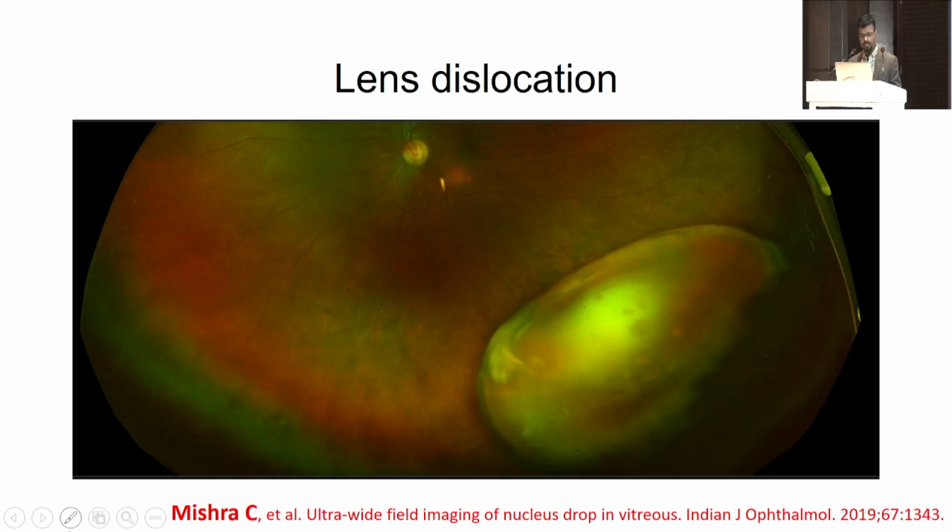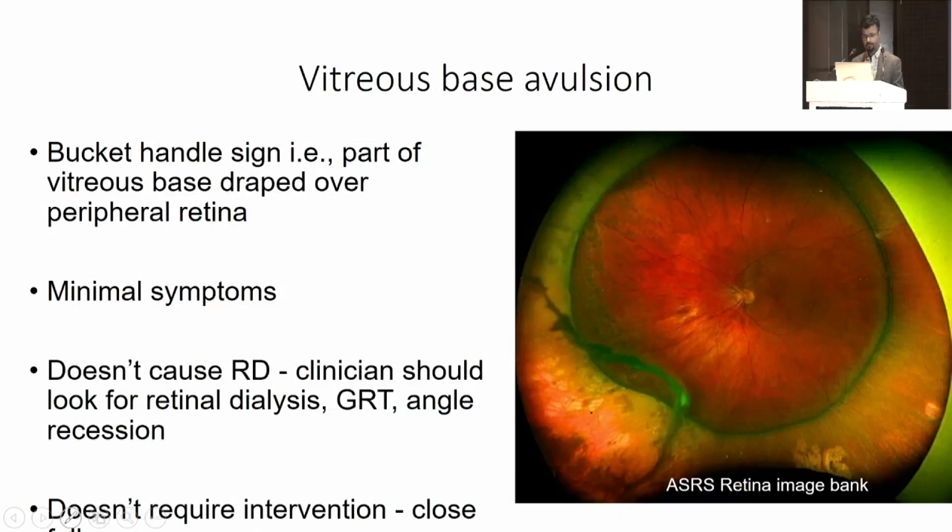Second is the lens dislocation, which can happen with its capsule. The management is simple. You have to go for a pars plana vitrectomy and lensectomy. SFIOL can be done in the same sitting or a different sitting.